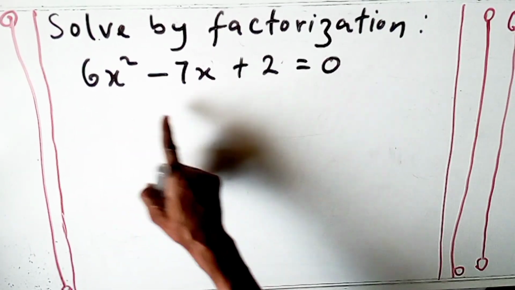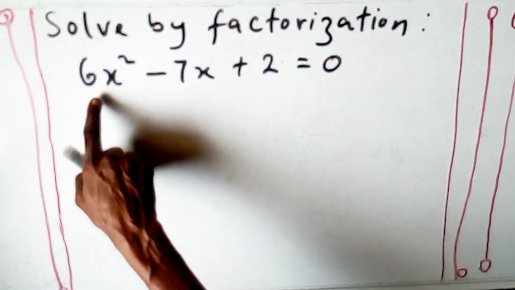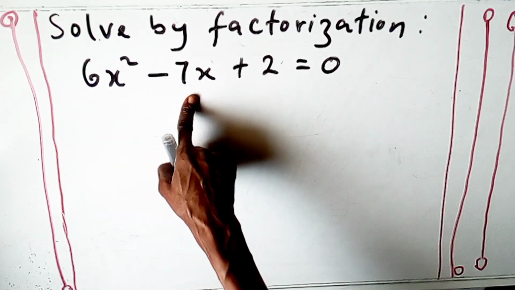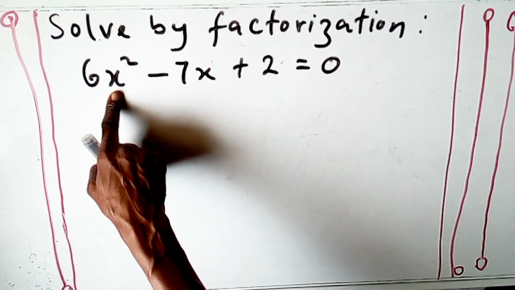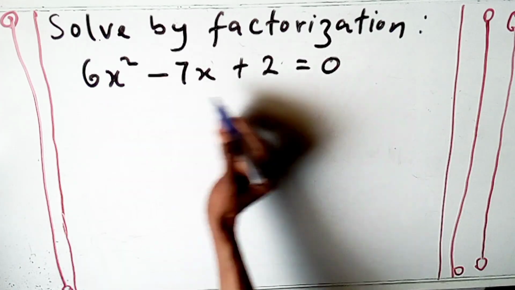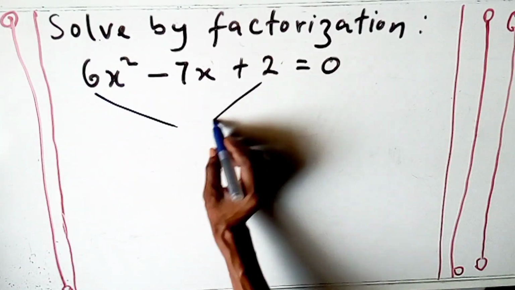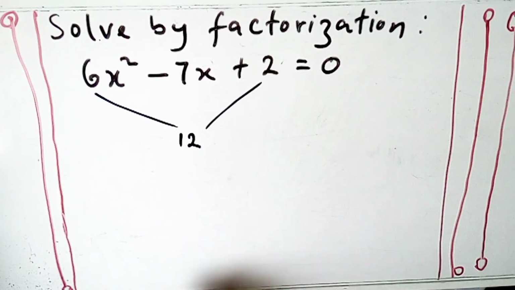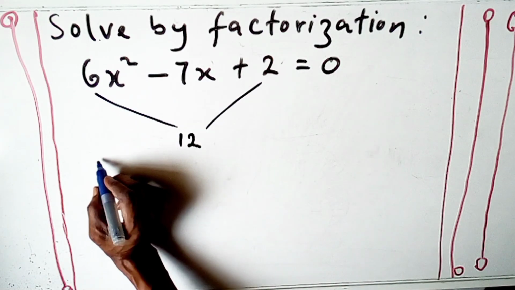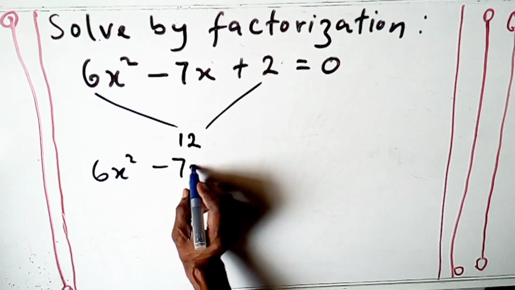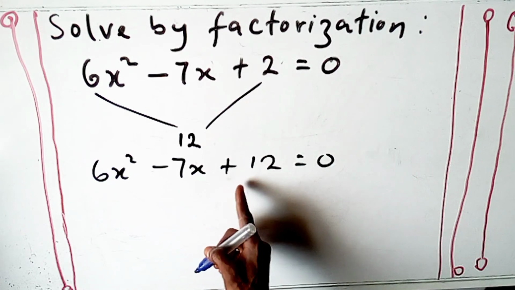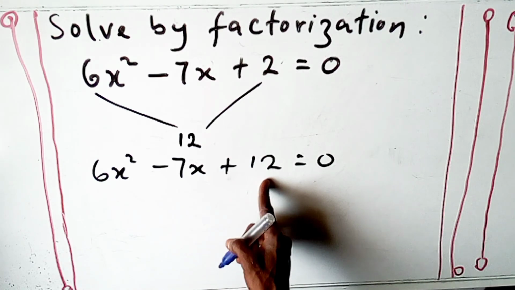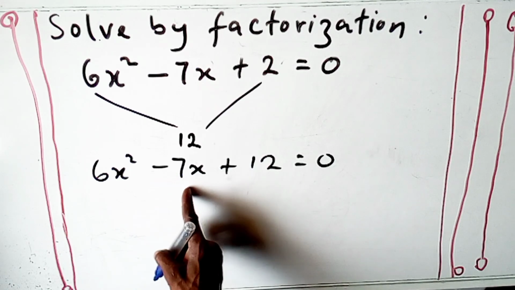So the next example says solve 6x squared minus 7x plus 2 equals to 0 by factorization method. That is the method we're going to use to solve this. And if you can see, the coefficient of x squared here is 6, more than unity. So the first thing is to multiply 6 by the constant, and we have a new equation now. 6x squared minus 7x plus 12 equals to 0.